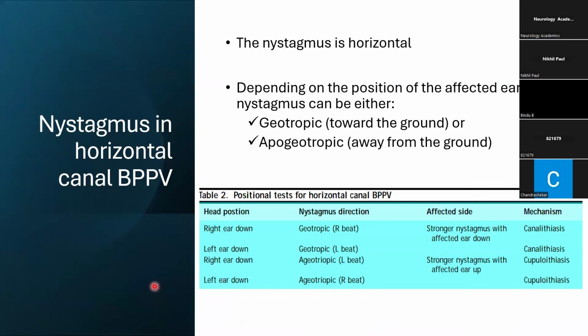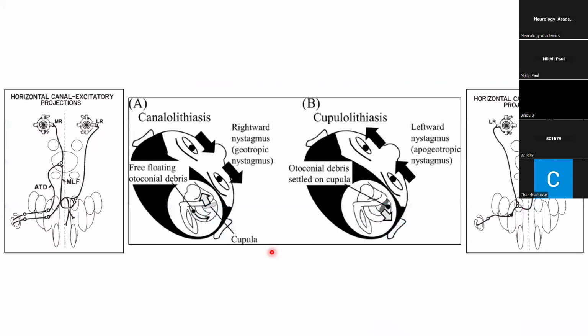The nystagmus part is a bit tricky. It is called either a geotropic or an apogeotropic nystagmus. Geo means ground, so geotropic means the nystagmus is towards the ground. And apogeotropic means it is away from the ground. And it is always a horizontal nystagmus. Based on whether it is geotropic or apogeotropic, the direction changes. We'll come back to this table after seeing what the mechanism is.